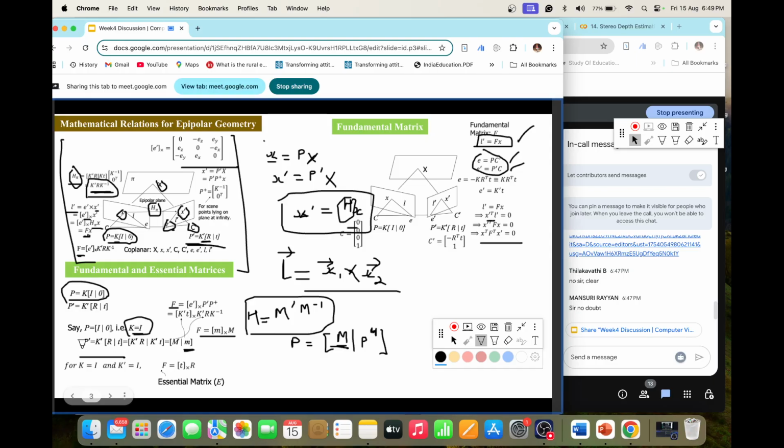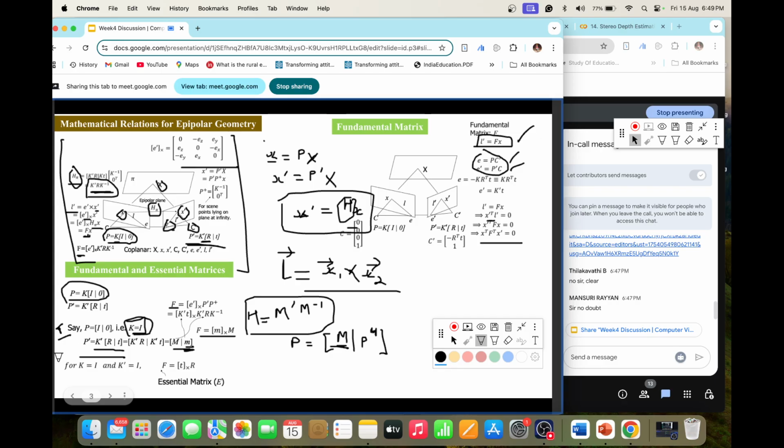So this K' R T can be written by this capital M and small m. Now capital M is this, and small m is this. Small m is your translation, and capital M is your 3 cross 3 matrix, or the rotation matrix. Whenever you do the multiplication, you get the fundamental matrix if your K value is I, that is the identity matrix. So this is case 1, the first case.